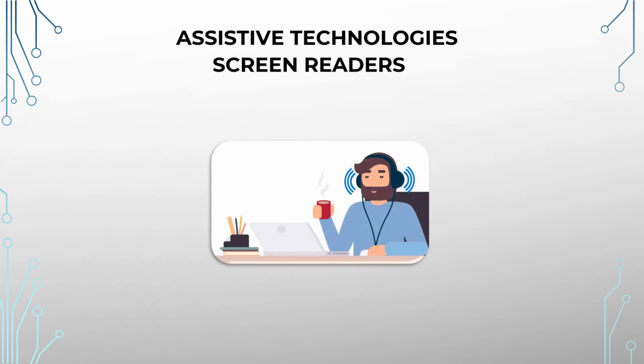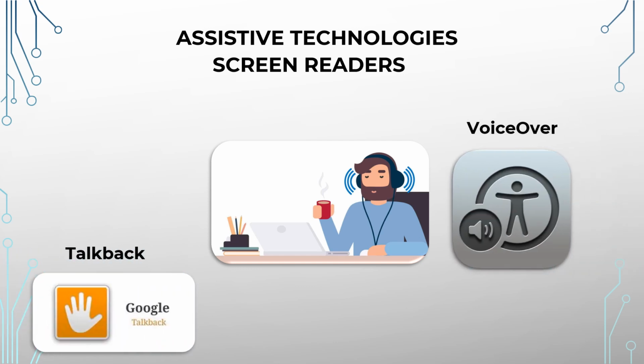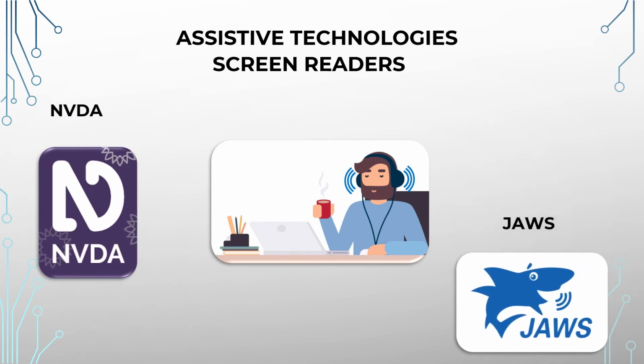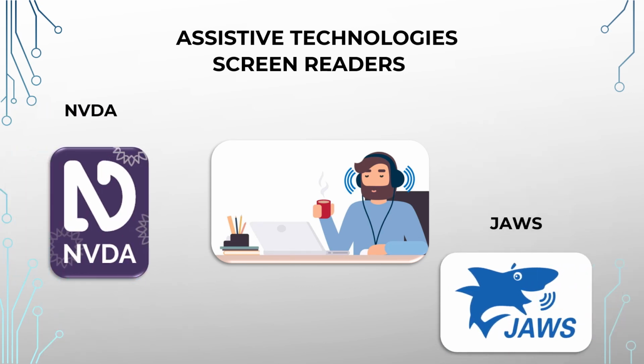There are also assistive technologies to provide better and more effective access to websites. The most famous one is the screen reader, which is an assistive technology that reads text and image content and transforms it into speech output. Some examples are VoiceOver, which is a screen reader powered by Apple, TalkBack by Google, NVDA, which is the only free open access screen reader, and JAWS, which is also created for Microsoft Windows.